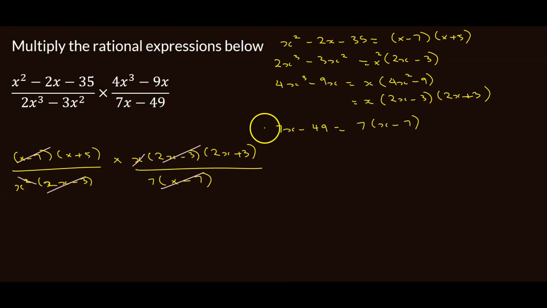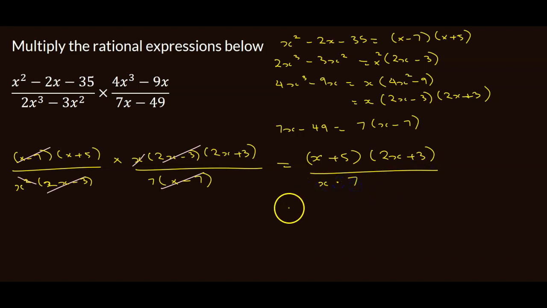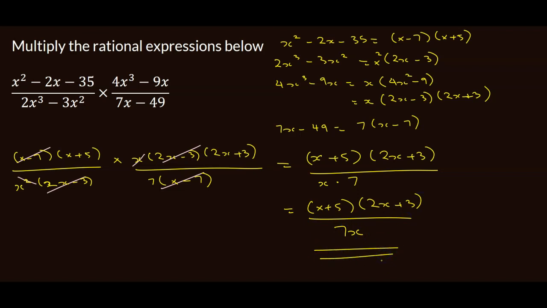So this is going to end up being x plus 5 multiplied by 2x plus 3, and then we divide this by x multiplied by 7. So let's write this properly. This is x plus 5 multiplied by 2x plus 3 divided by 7x. And this is the solution to this problem.